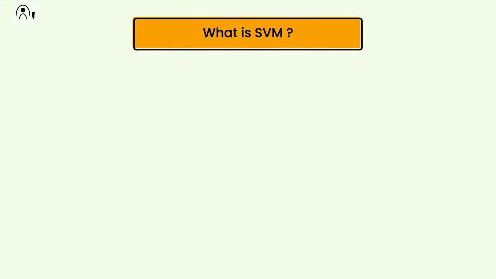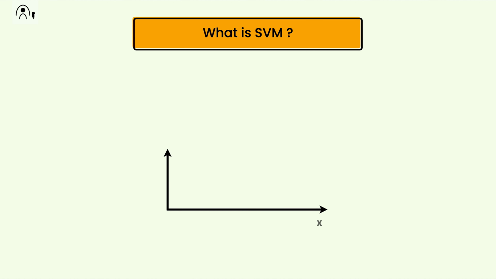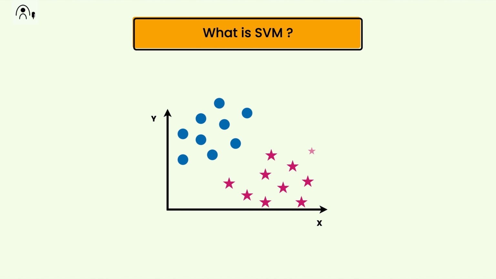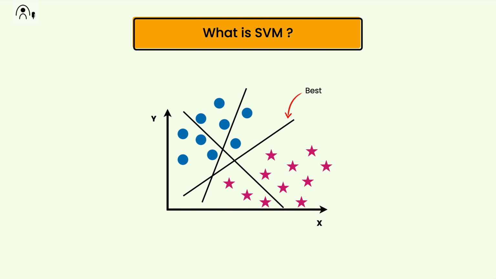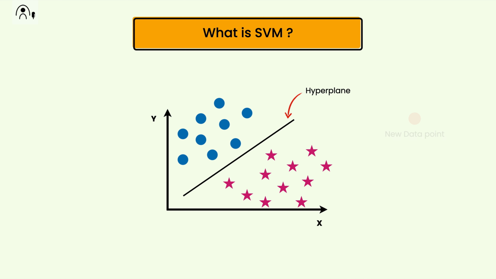What is SVM? Support vector machines are a type of supervised machine learning algorithm that provides analysis of data for classification and regression. While they can be used for regression, SVM is mostly used for classification. The goal of the SVM is to create the best line or decision boundary that can segregate n-dimensional space into classes so that we can easily put the new data point in the correct category in the future. This decision boundary is called a hyperplane.